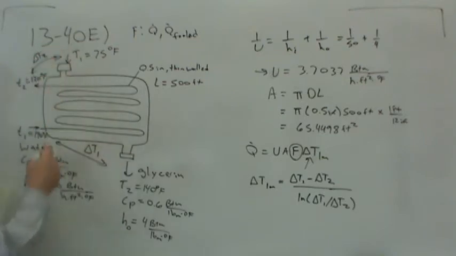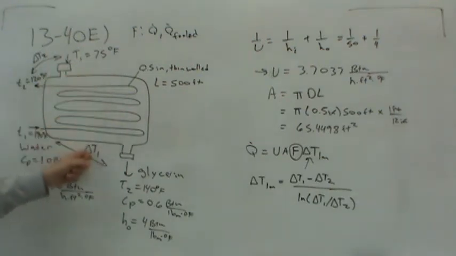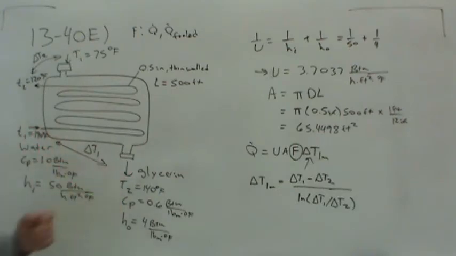Now be careful, don't get confused. The fact that I've got a T1 here means nothing to this T1. Okay, these are different things. This is delta T1 that goes in the log mean temperature difference, and it's just the approach temperature on one side of this counterflow heat exchanger. Similarly, this delta T2 has nothing to do with this temperature over here. It's just a difference in temperature.